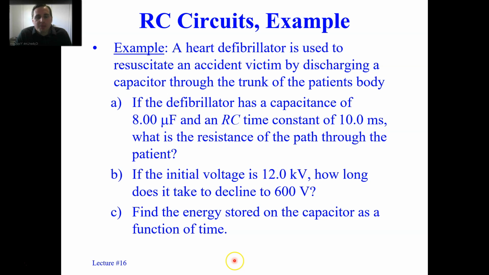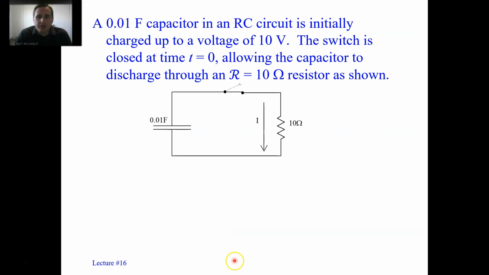I'll show this example in a later video, but a heart defibrillator is another RC circuit device. The resistance is basically through the patient's body, and the capacitors are charged with those paddles.